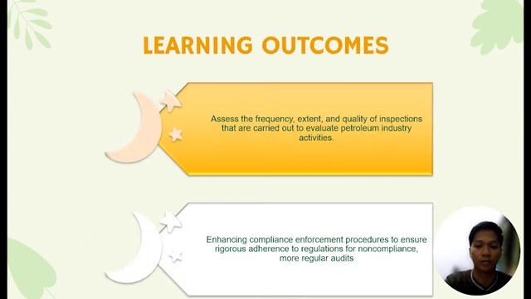For the learning outcomes, assess the frequency, extent, and quality of inspections that are carried out to evaluate petroleum industry activities. It must be ensured that the inspections include all the essential factors, for example, the drilling operation, infrastructure maintenance, and safety protocols. Besides, enhance compliance enforcement procedures to ensure rigorous adherence to regulation, with more regular audits for non-compliance.